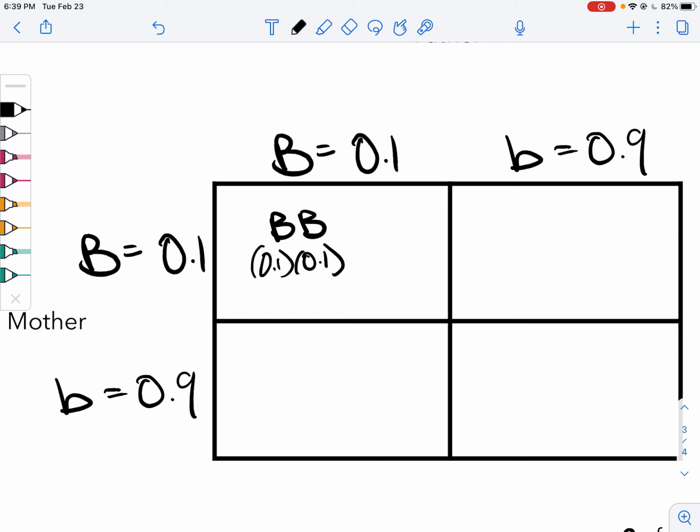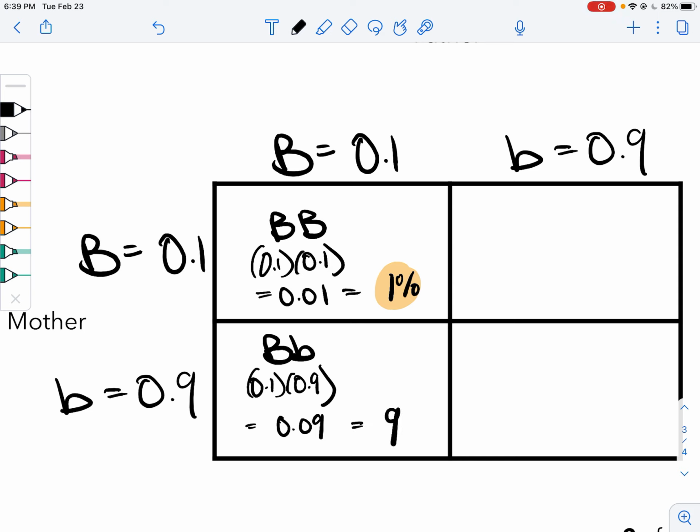Well, that comes out to 0.01, which is a 1% chance of getting brown eyes. Yikes. Okay, well, what's the probability of getting one from your parent, one from just your father? Well, that's 0.1 times 0.9, which comes out to 0.09, which is a 9% chance.